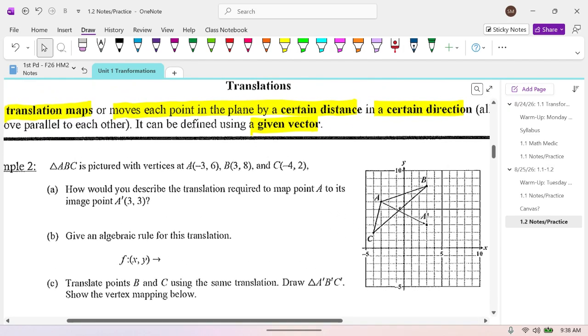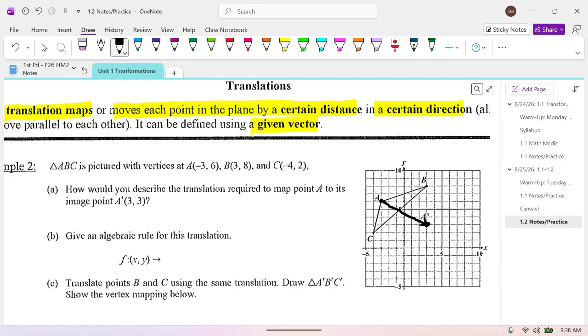It may be a little light on your side, but they gave us points and they also gave us the vector to give us A prime here. So they already went ahead and plotted A prime. So here's the question. How did they get from A to A prime? What did they actually do graphically? So in terms of direction and distance, what did they do graphically?